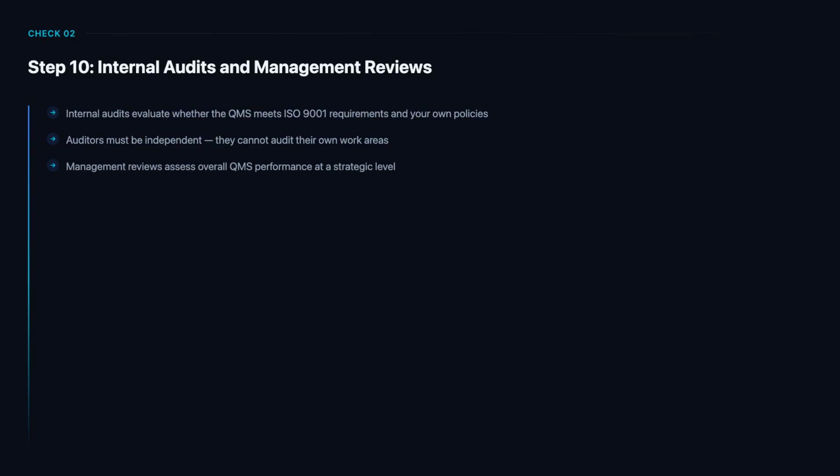Management reviews involve top leadership evaluating the QMS's overall performance. They assess whether quality objectives are being met, whether processes are efficient, and what changes or improvements are needed. Document all audit findings and management review decisions thoroughly. These records serve as mandatory evidence during certification audits that your organization is actively managing and improving quality.